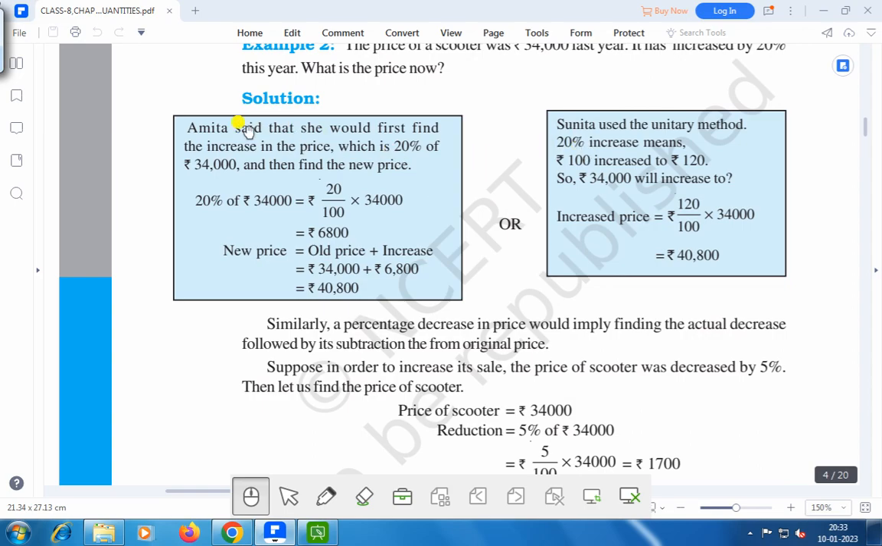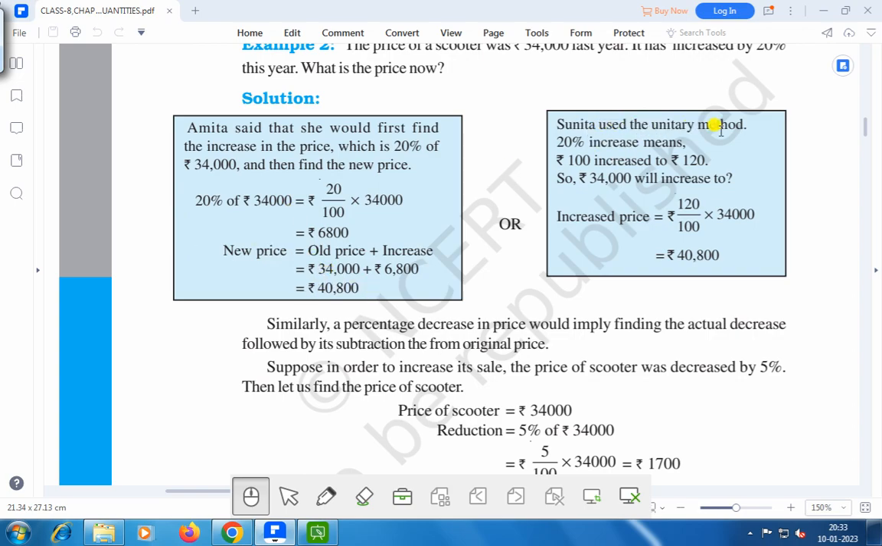This is the solution. Amita said that she would first find the increase in the price, which is 20% of rupees 34,000, and then find the new price. 20% of rupees 34,000 is 20 by 100 into 34,000, that is 6,800. New price is old price plus increase, that is 34,000 plus 6,800 equals 40,800.